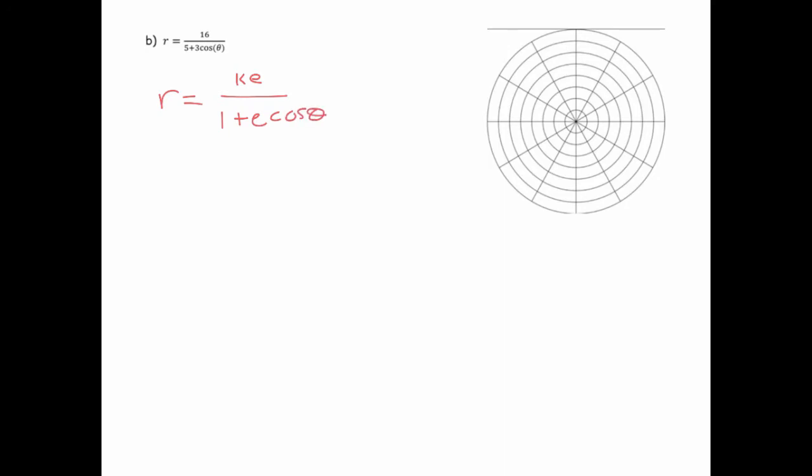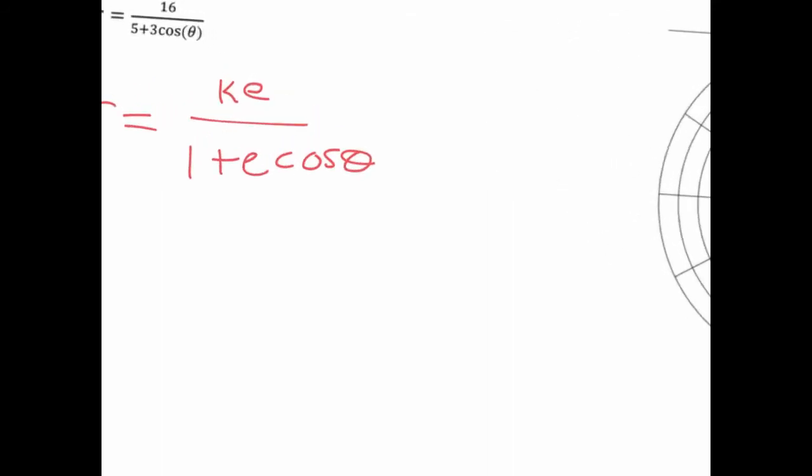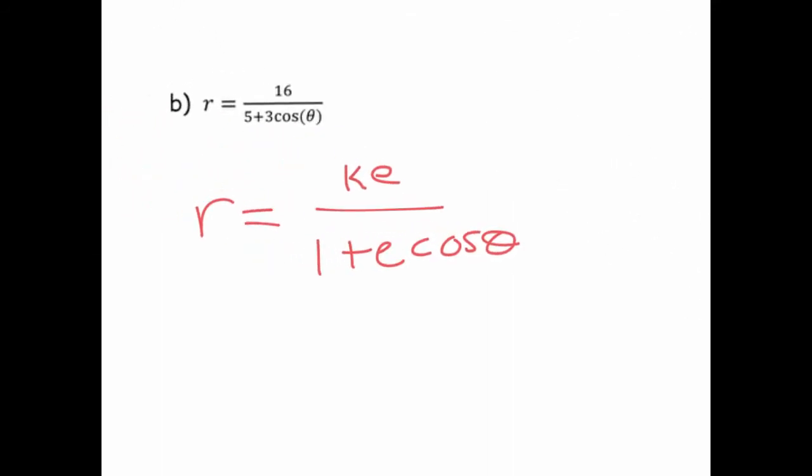Okay, so the first thing to notice is that there should be a 1 instead of a 5 beginning that expression in the denominator. So we need to rearrange that top equation to make it look like the one in standard form. So to do that, we need to divide the denominator and the numerator by 5.